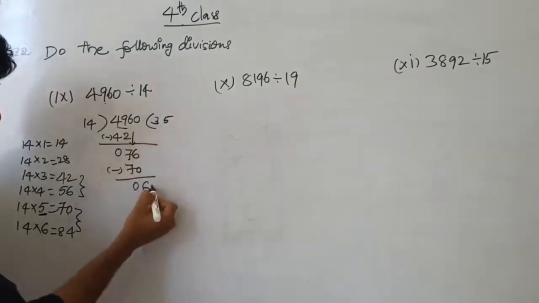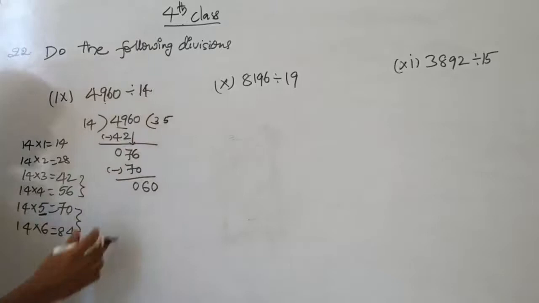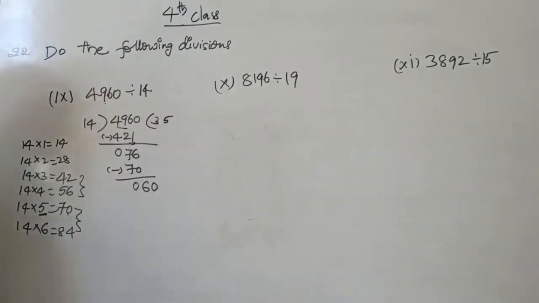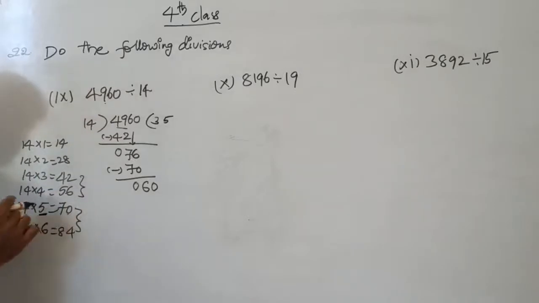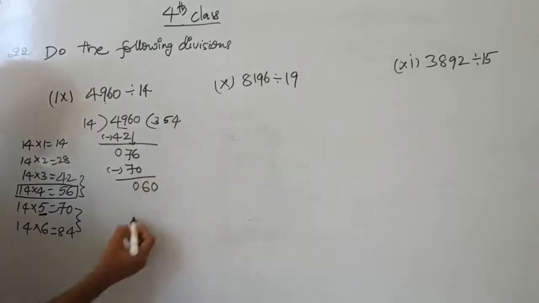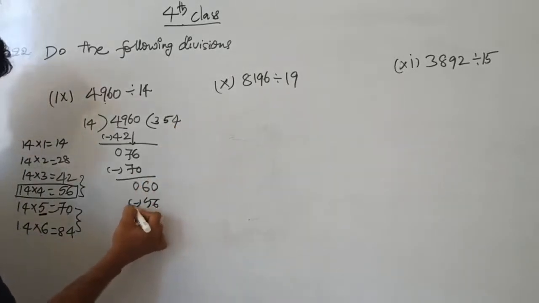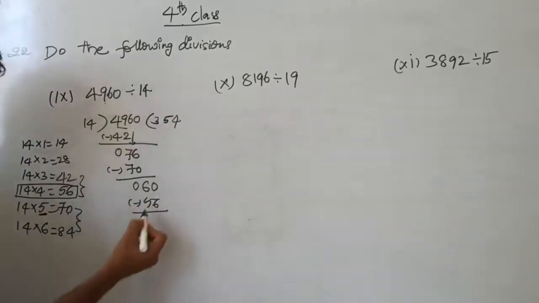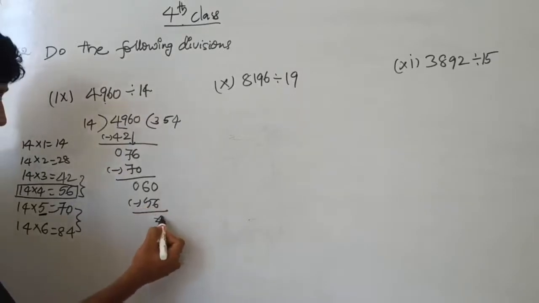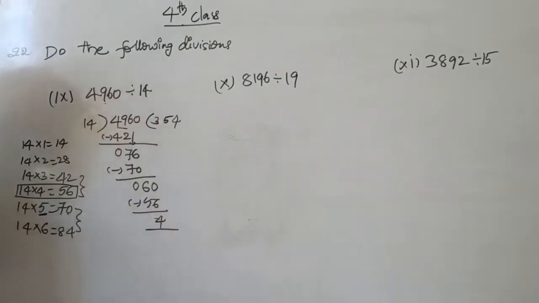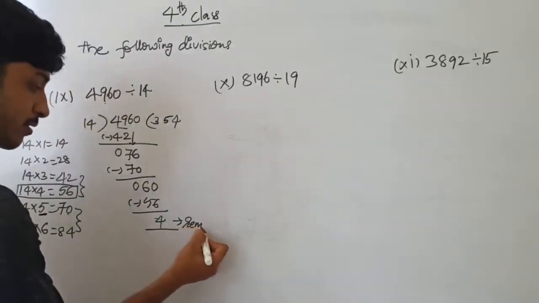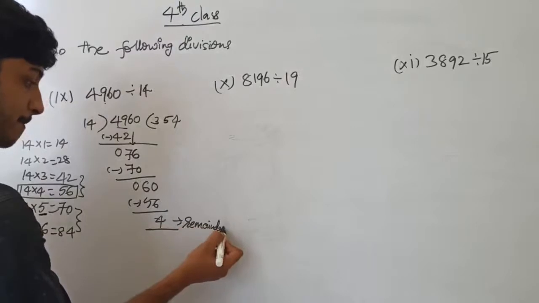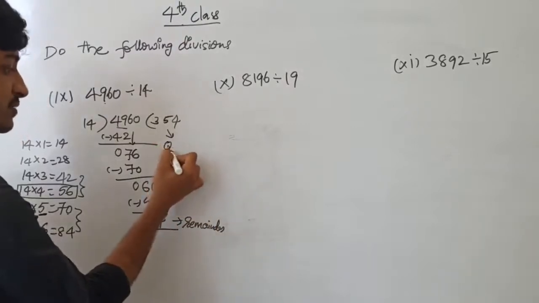Now I am taking this 0 to here. It becomes 60 now. 60, how many times? Here we have 56 and 70. So we have to take the nearer value, and it is 4 times. Do the subtraction here: 60 minus 56 is 4. So 4 is called the remainder, and this is the quotient.